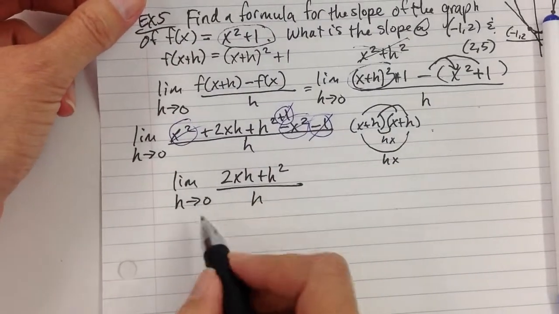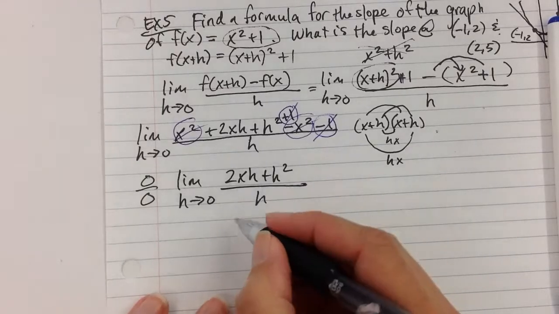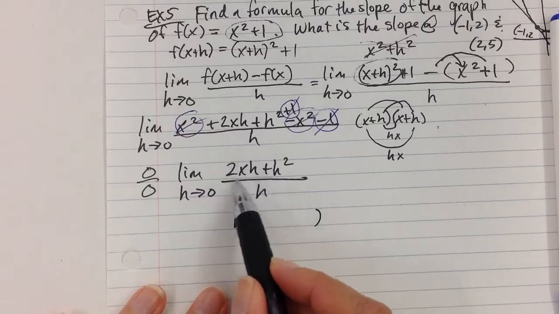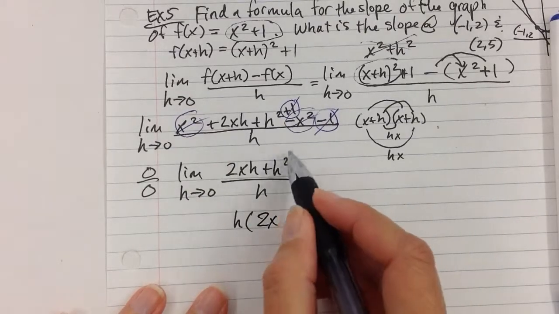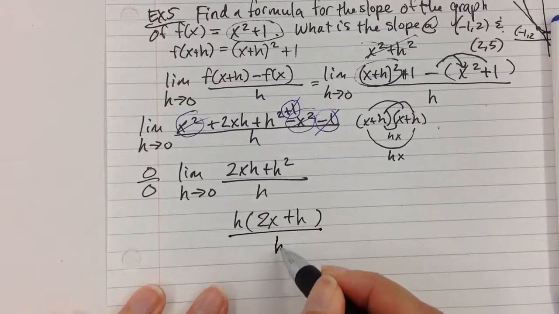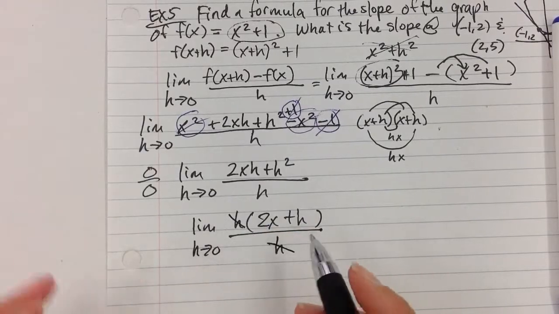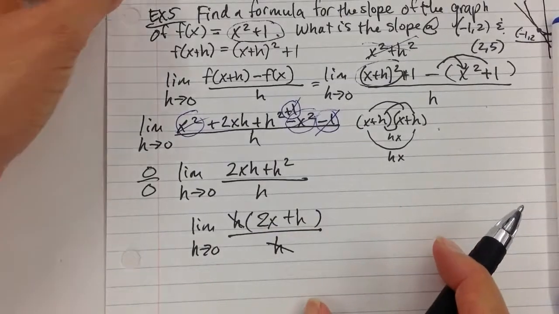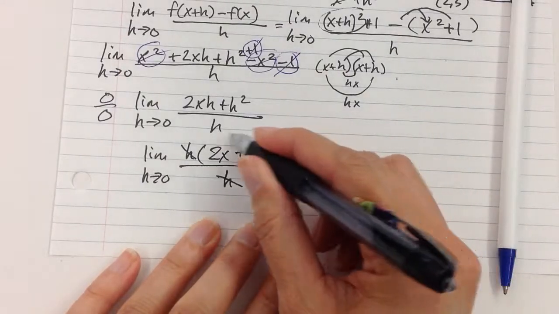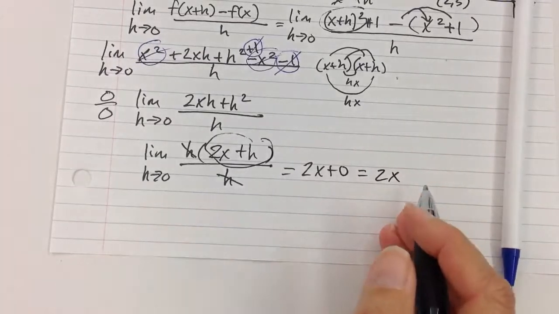Because right now, if I plug in 0 into here, I'm going to get 0 over 0, which is indeterminate. So I need to factor an h out. Always factor that h out. If I factor an h out of this, I'm going to get 2x. If I factor an h out of this, I'm going to get h, all over h. These h's go away. Now I will no longer get 0 over 0. When I plug in 0, now I just have 2x plus h, so 2x plus 0. So 2x is my equation.